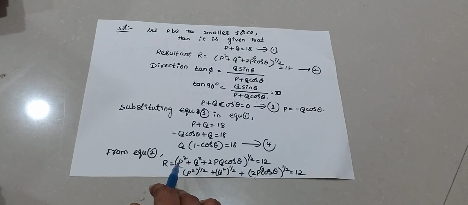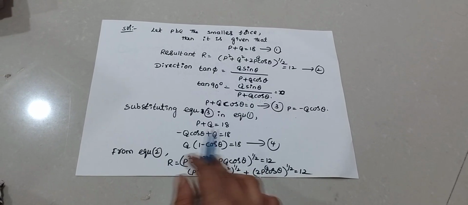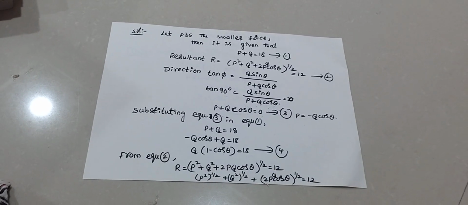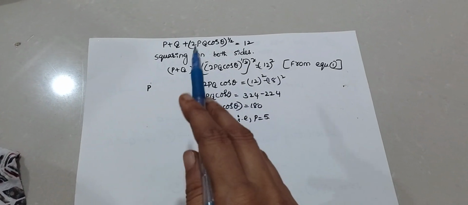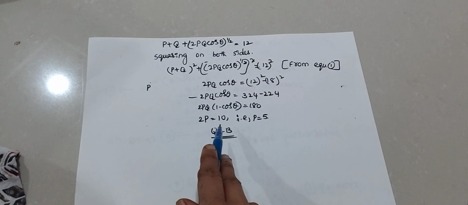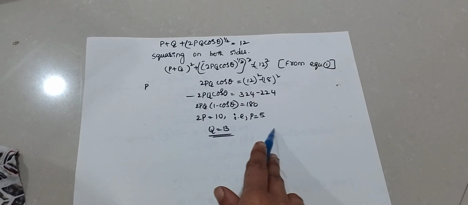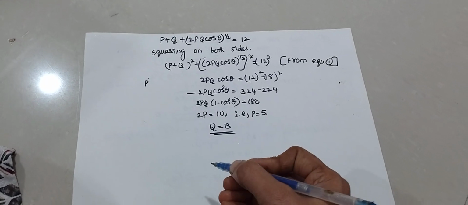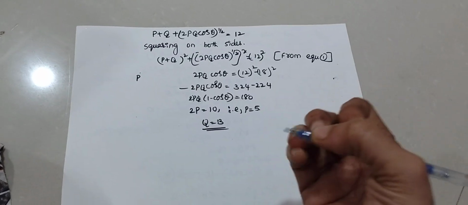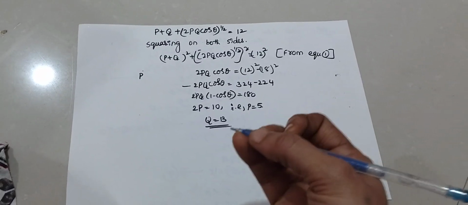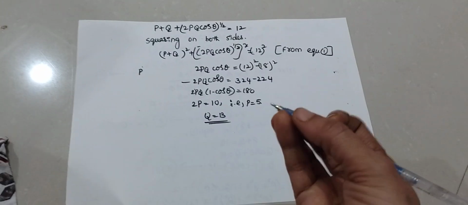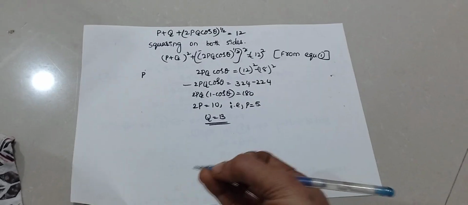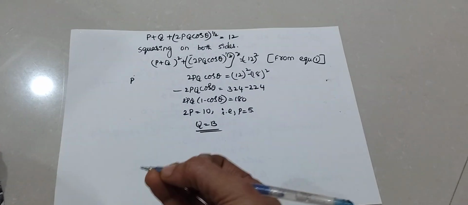From equation 2, P is equal to this formula. Finally, substituting these values, we get 2P is equal to 10. P is equal to 5, Q is equal to 13. These are the magnitudes of the given parallelogram vectors. P is equal to 5 and Q is equal to 13.